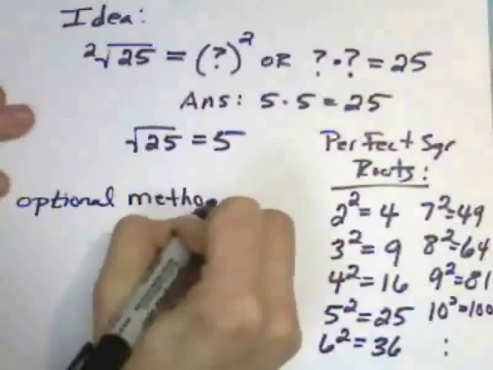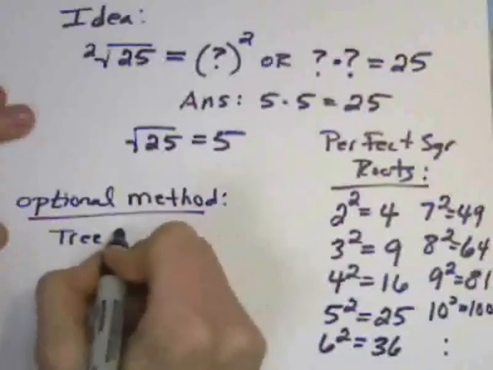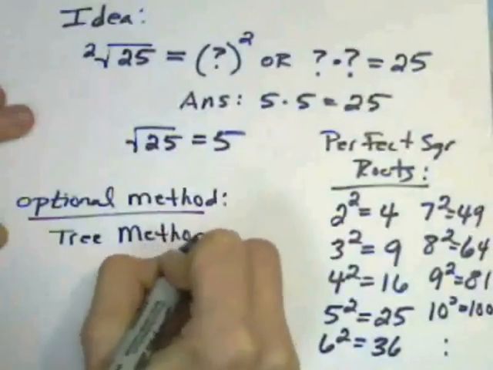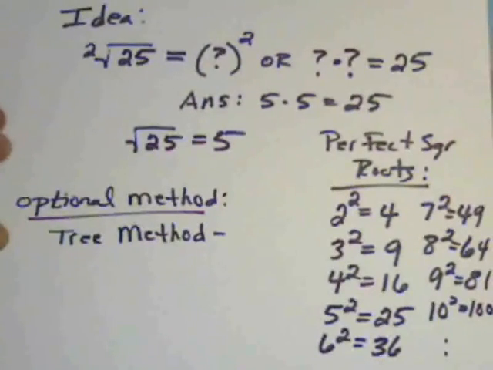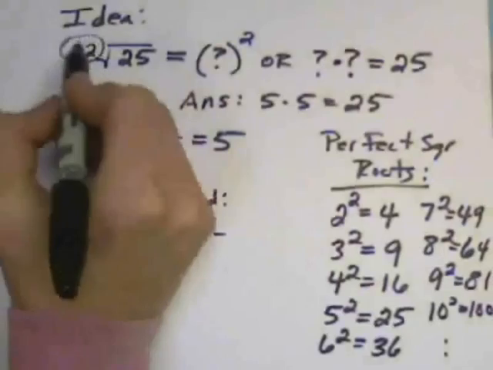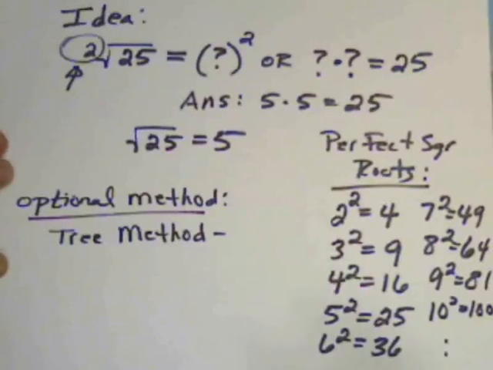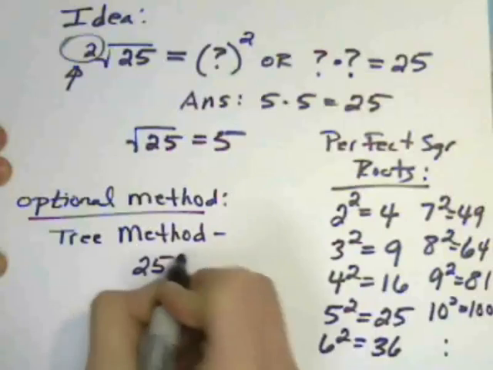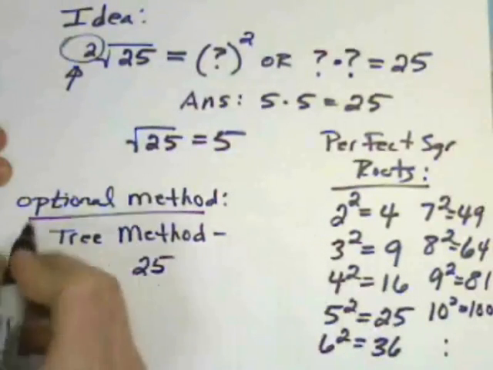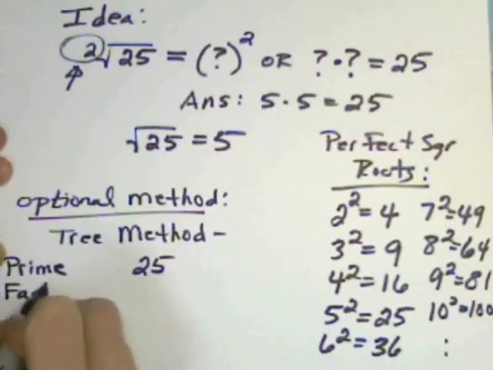instead of just evaluating the 25, is to do something that I'm going to call the tree method. It helps you to break the number into smaller pieces so that then you can identify what's being repeated. Of course, we're talking about being repeated 2 times because we're talking about square roots. What's being repeated within this number by multiplication. So for example, if I were going to practice this method on one like 25, I would take the 25 and find the prime factorization of this 25.